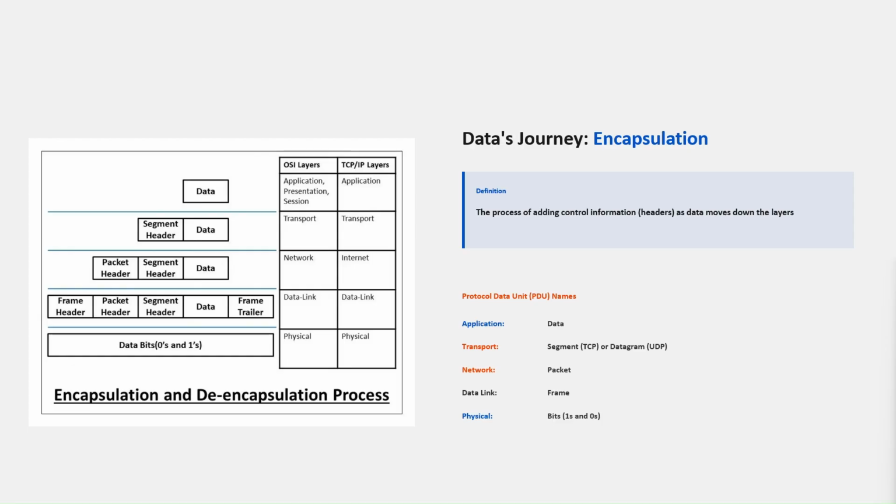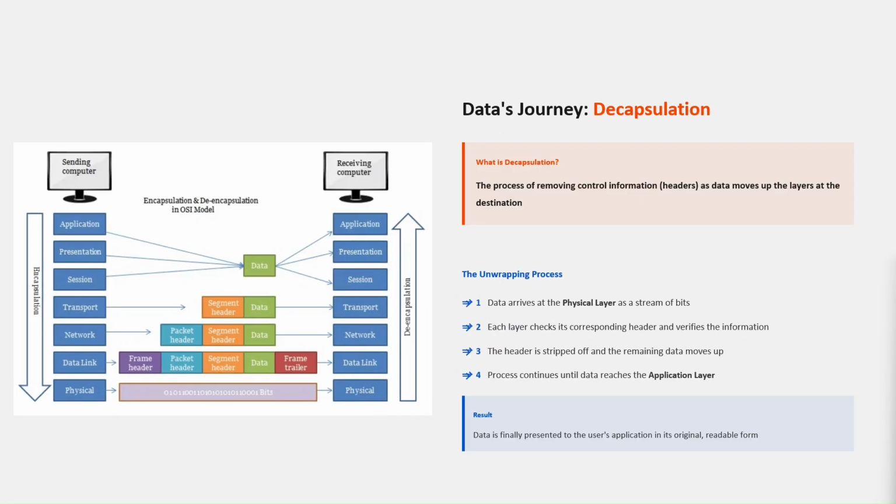When the data arrives at the destination, the reverse process happens. Decapsulation begins. This is like the recipient opening the letter. The data starts at the physical layer, and as it moves up the stack, each layer performs its check, verifies the header information, and then strips the header before passing the data up to the next layer.